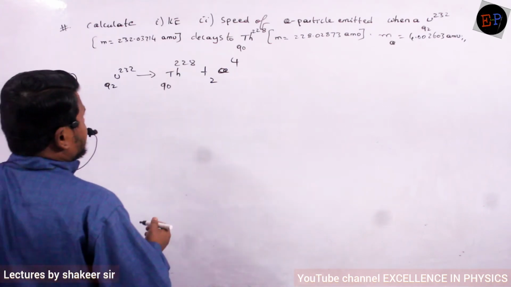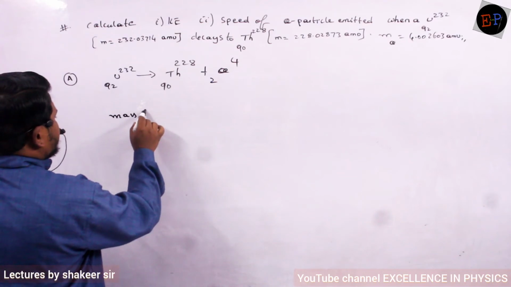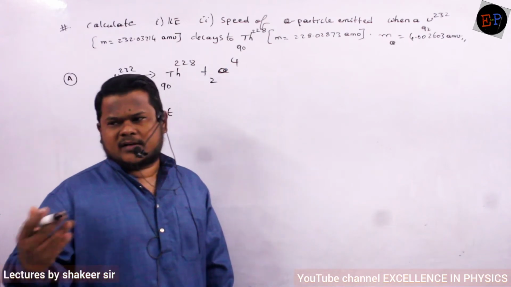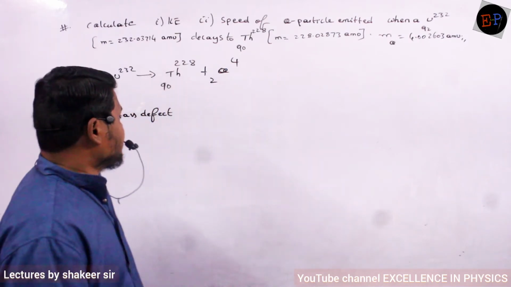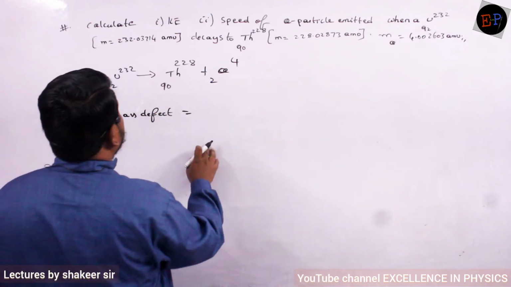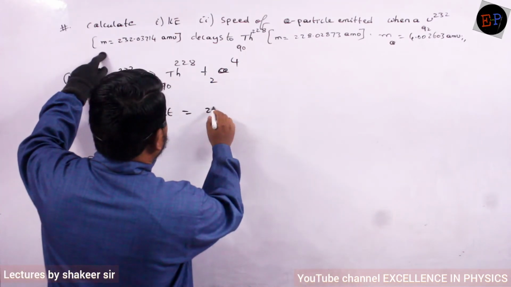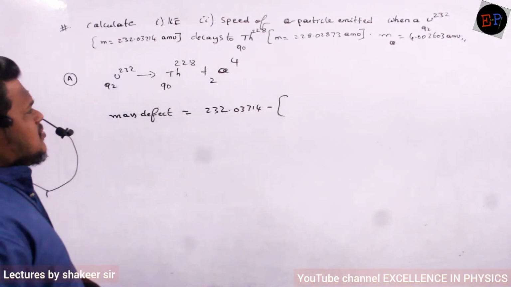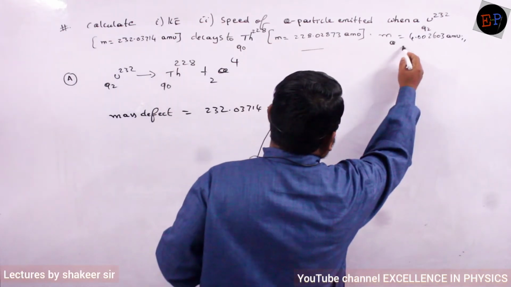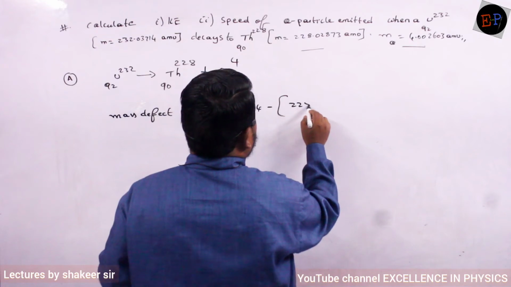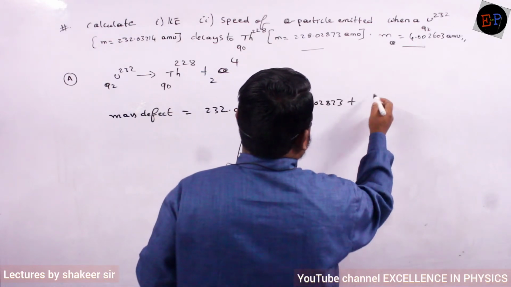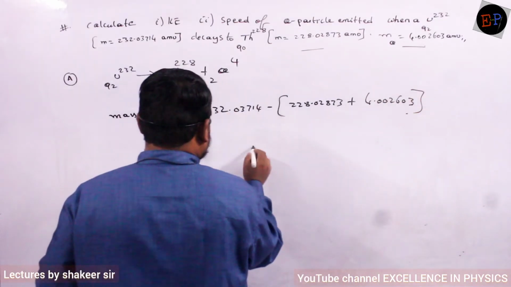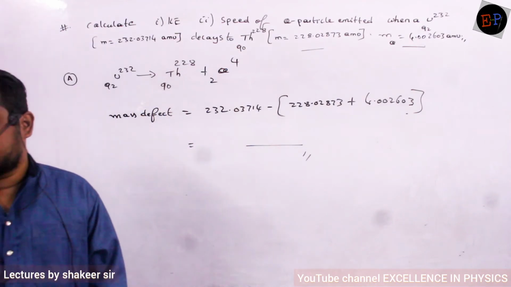Now let us calculate the mass defect. What is meant by mass defect? Mass defect means the amount of mass which has disappeared and converted into energy. So what is the initial mass of uranium 92, 232? It is given: 232.03714 minus. Now it is finally converting into thorium and an alpha particle. The thorium mass is 228.02873 plus the mass of the alpha particle, 4.002603. If you do this calculation, you will get the amount of mass which has disappeared.